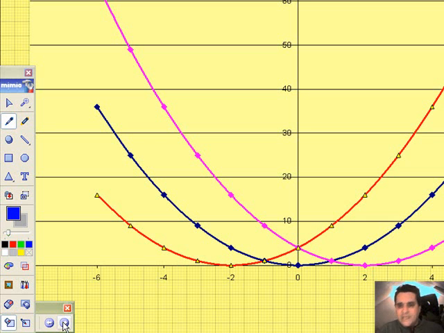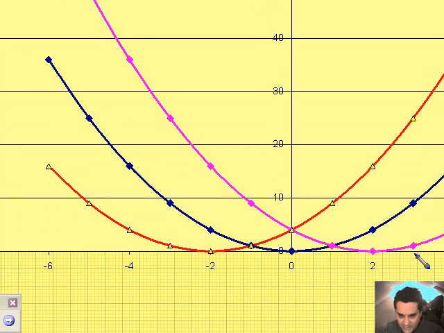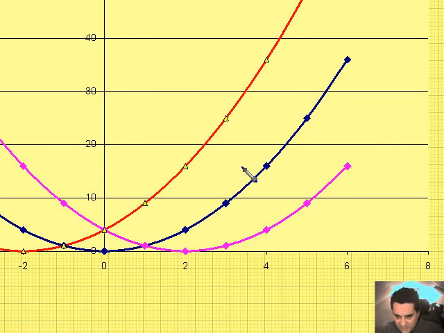Right, let's try and identify what's going on. Well, this graph here is clearly y equals x squared. Let's just test it. 2 squared is about 4, yep. 3 squared is about 9, that's good. 4 squared is about 16, that's about right. So I'm pretty sure this is meant to be y equals x squared.